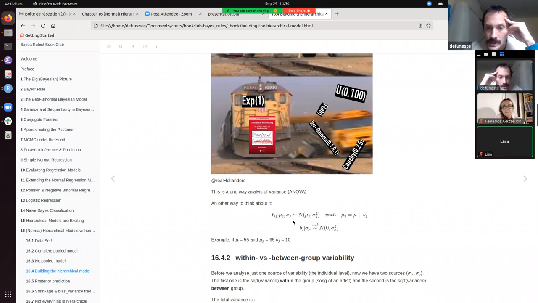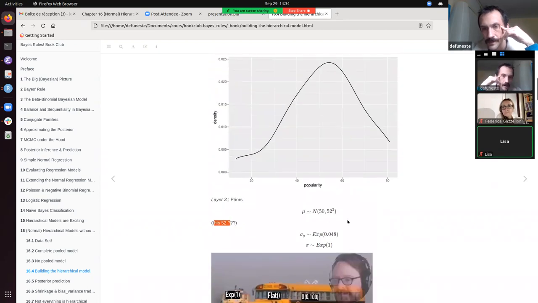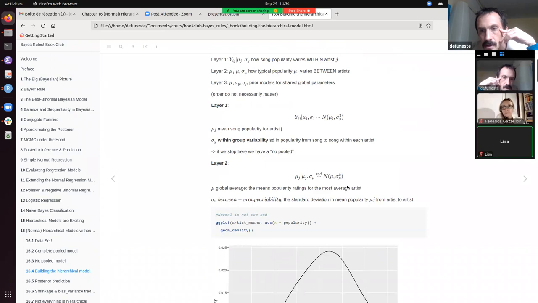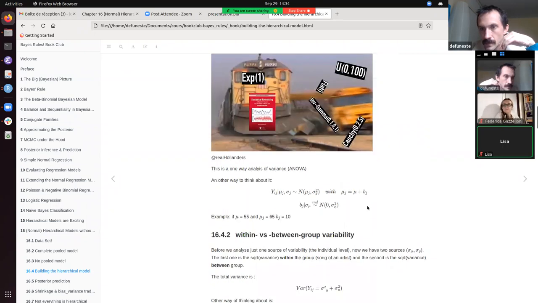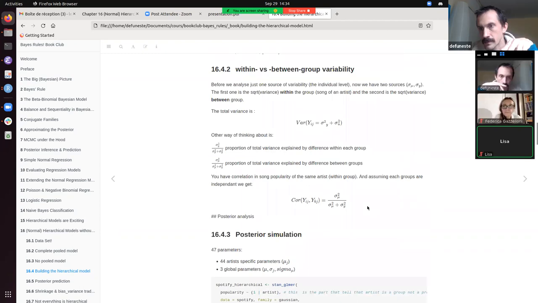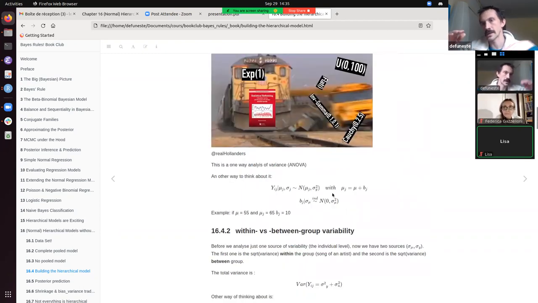Another way to think about it is that this part, Y_g depends on normal, can also be written as a linear equation. So the mean popularity of an artist is the global mean mu plus a small variation. And the small variation is basically our layer two. Maybe it's better, I think I understand it this way better. Here it is just centered, that's why this is zero and not mu, because we are centering to the mean.